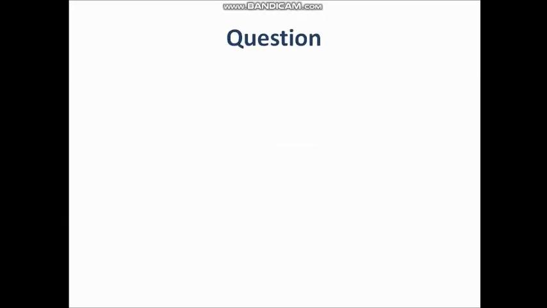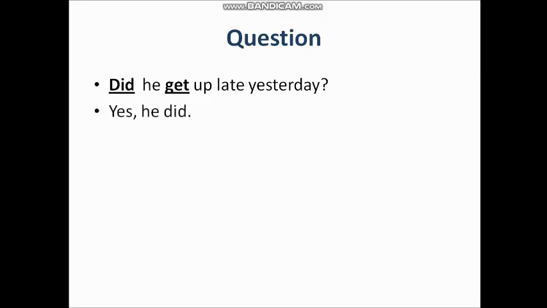And when we want to change an affirmative sentence into a question, what do we do? We use the auxiliary verb did and put it at the beginning of the sentence, and the verb is in the base form. Did he get up late yesterday? This is a yes/no question which has two possibilities, yes or no. Yes, he did, or no, he didn't.